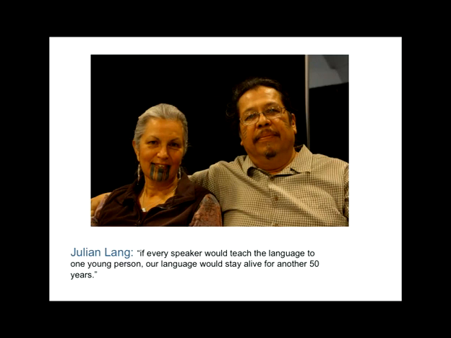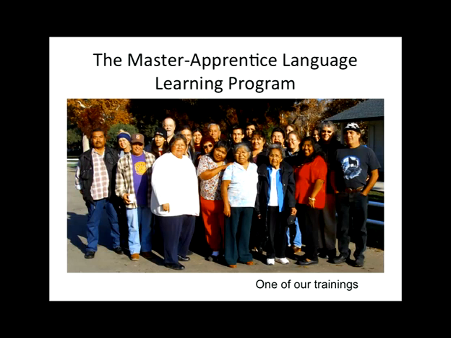And he said, you know, if every speaker would take on the responsibility to teach just one young person our language, then our language would stay alive for another 50 or 60 years. And so that was the inspiration for developing the Master-Apprentice Language Learning Program. Here's one of 50 or 60 photos we have of groups during trainings. We've trained over 100 teams in California, typically consisting of one native speaker paired up with one member of the younger generation for about 35 different California languages. And some of these groups have gone on to develop their own Master-Apprentice program so that they may have at any time 5 or 6 or more Master-Apprentice teams working together.